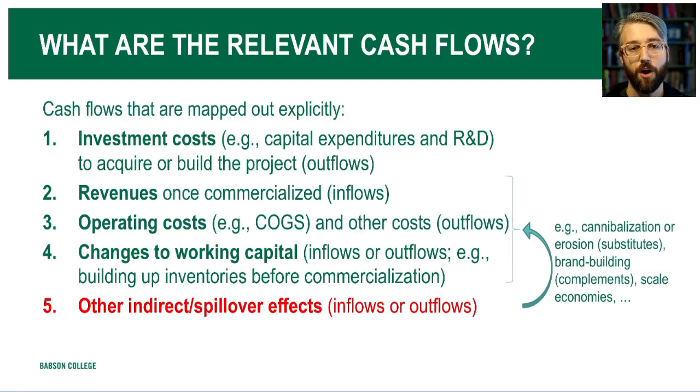So these four are not going to exactly match up with the way we might think about generating a profit and loss statement or an income statement for the project, but they're likely to be pretty close and bear some resemblance. The fifth point on the slide is super important, and that is when we think about the cash flows that the firm incurs only if they do the project, we do need to take into account indirect or spillover effects that the project might have either on the firm's existing business or on future lines of business that the firm might expect to start in the future.